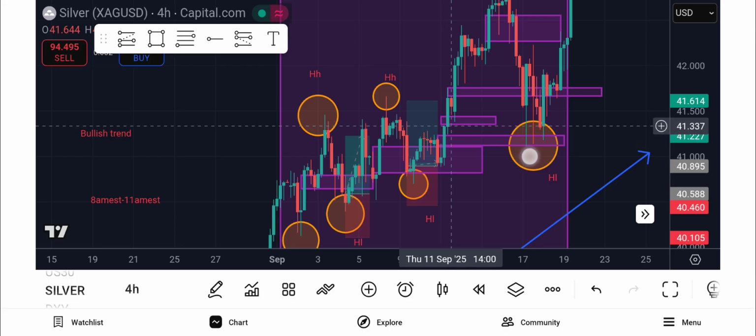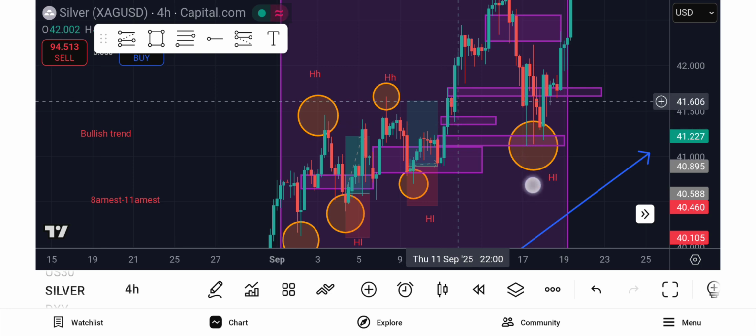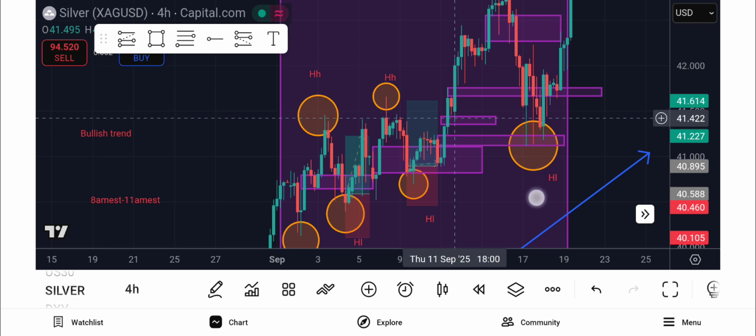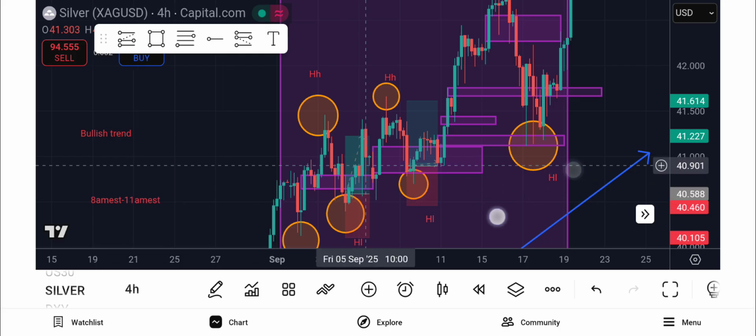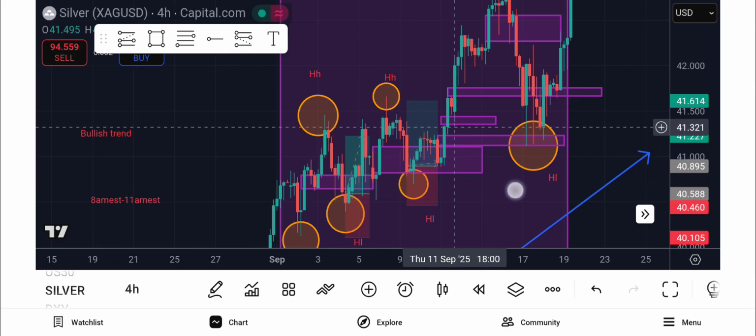1, 2, 3, right? You're waiting. Notice how price came back down here. But guess what time it came back down? At 1800. That's not the same time as 8 a.m. Eastern Standard Time to 11 a.m. Eastern Standard Time. So guess what? You probably missed out on this trade too, because that's not the time.